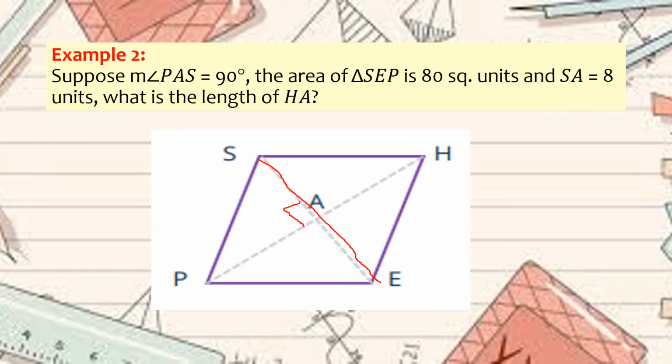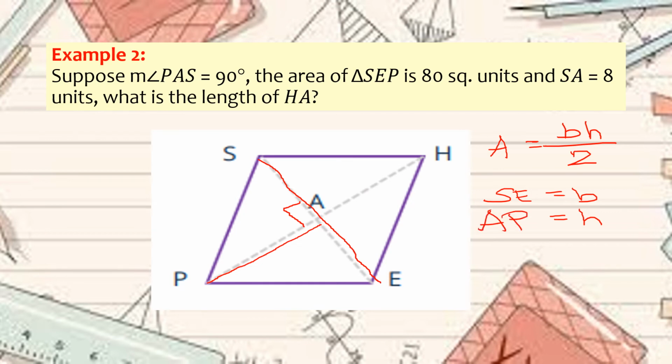We all know that for the area of a triangle, we will have base times height over 2. That is the formula that we're going to use. So, which one is our base and which one is our height? In this case, SE is our base and our height will be this one because of the presence of the 90-degree angle here. So, we have 80 for our area. Also, on the given, we have 8 units for SA and we are going to solve for the value of HA.